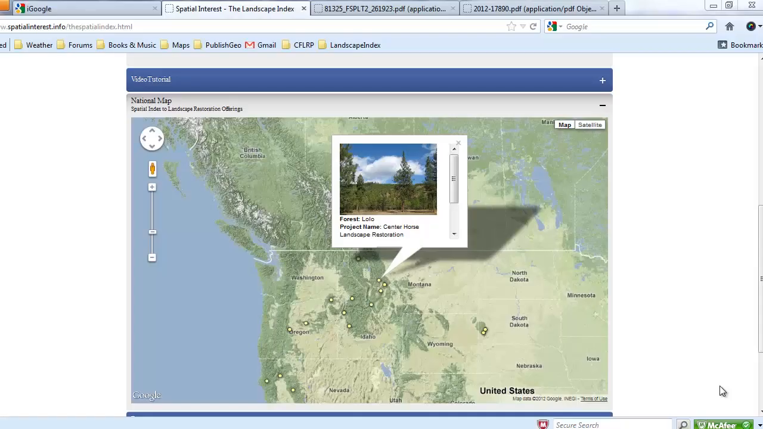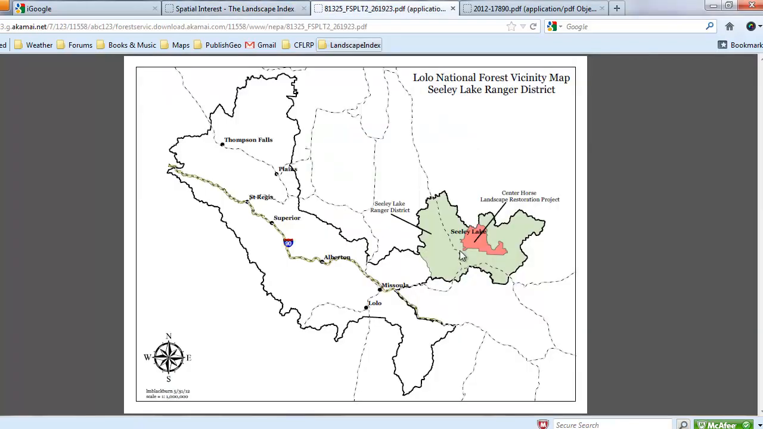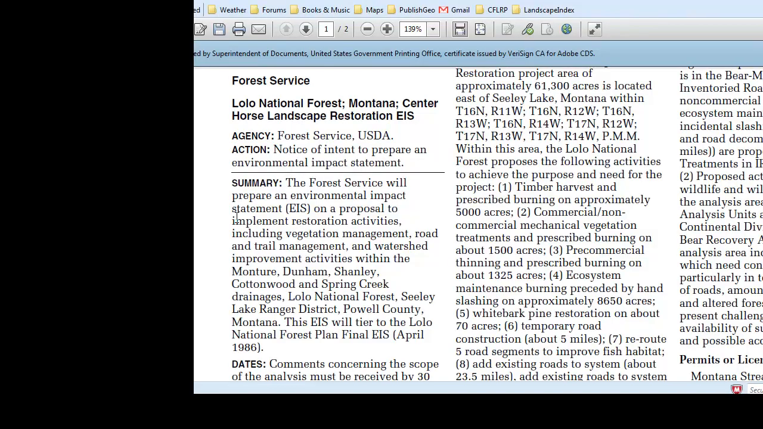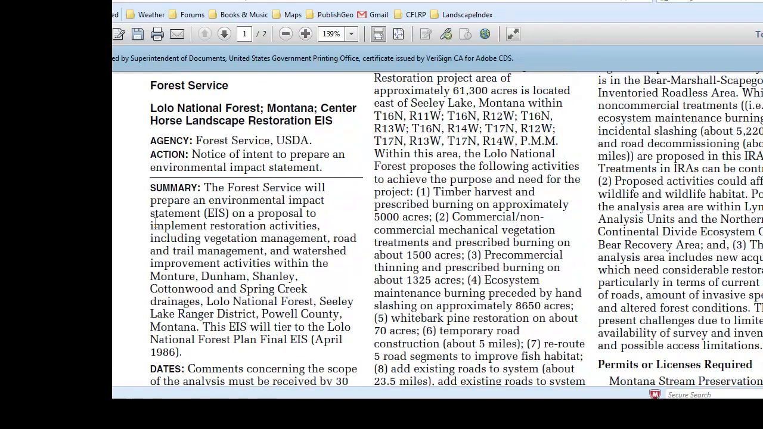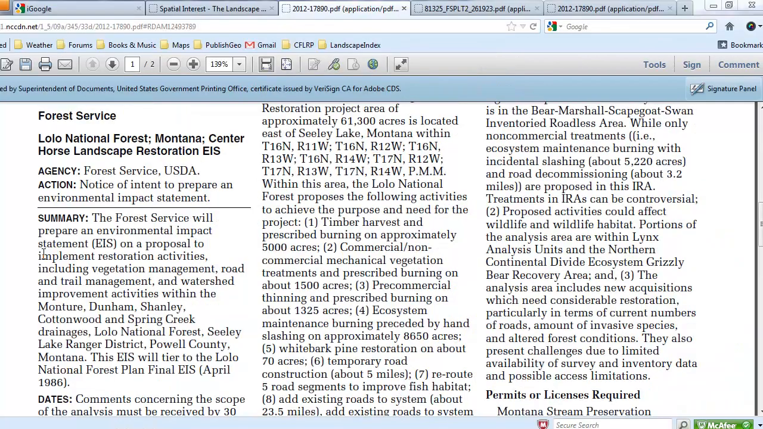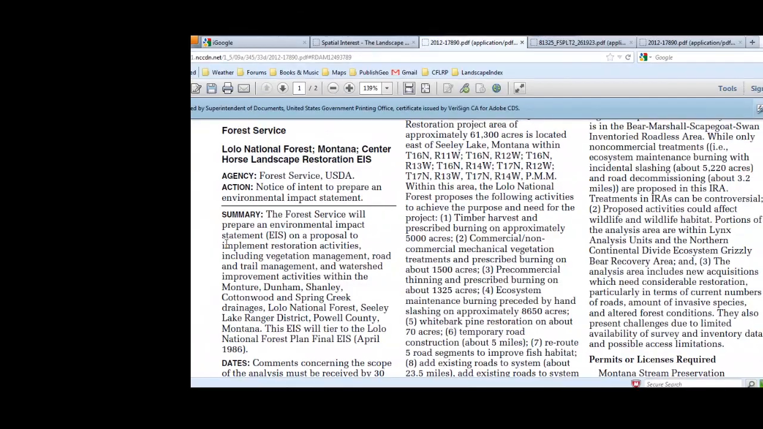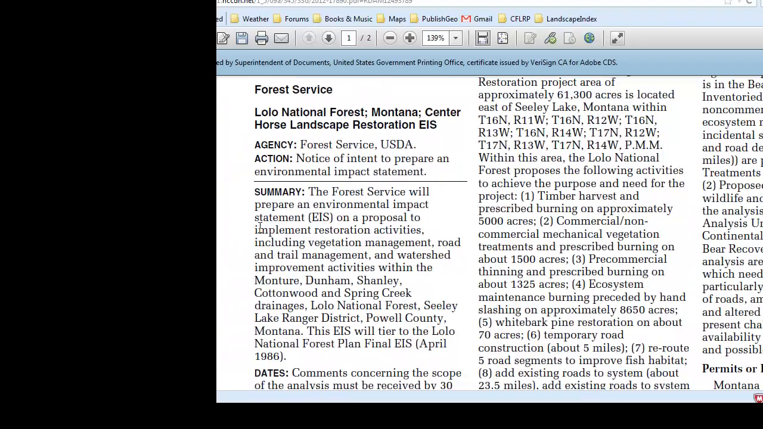The Center Horse Project on the Lolo National Forest is the most recent addition to the Landscape Restoration Index. The project is located on the Seeley Lake Ranger District. It's approximately 61,300 acres. The notice in the Federal Register states that they intend to prepare an environmental impact statement on restoration activities. It includes in the list vegetation management, road and trail management, and watershed improvement activities within five different drainages on the Seeley Lake Ranger District.